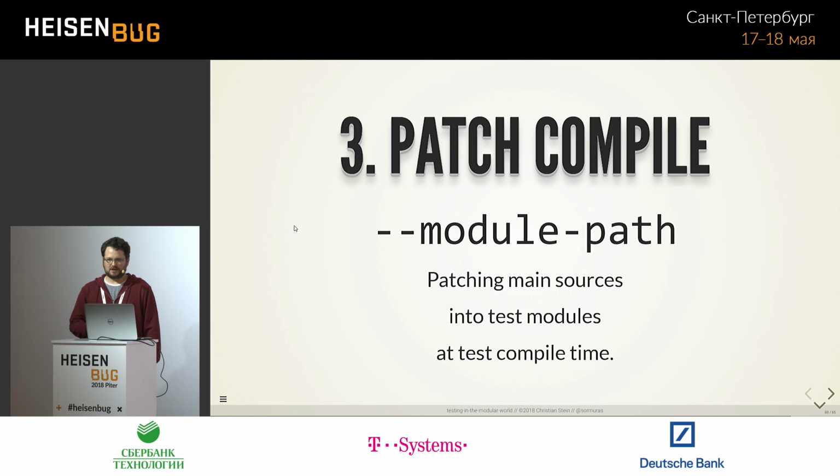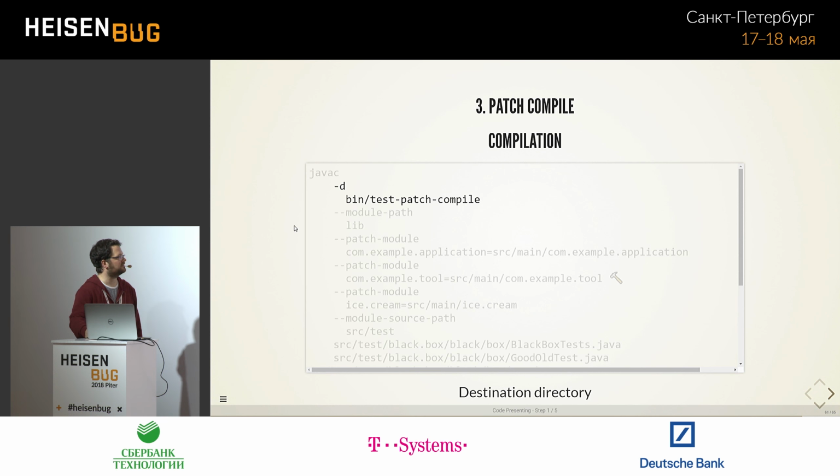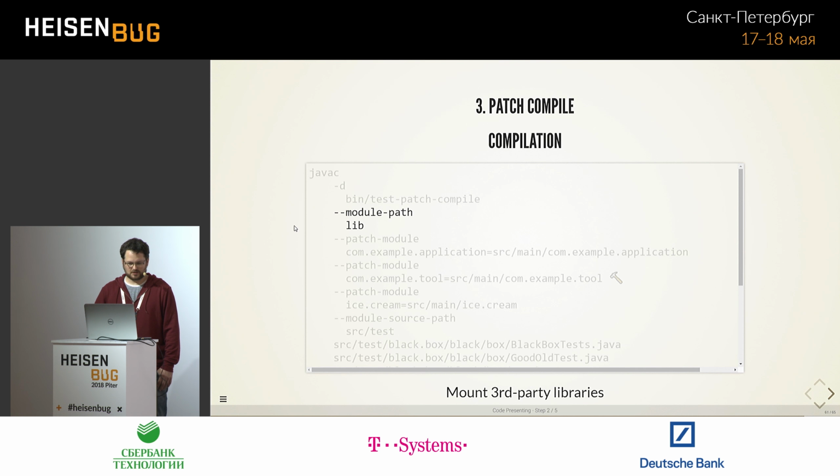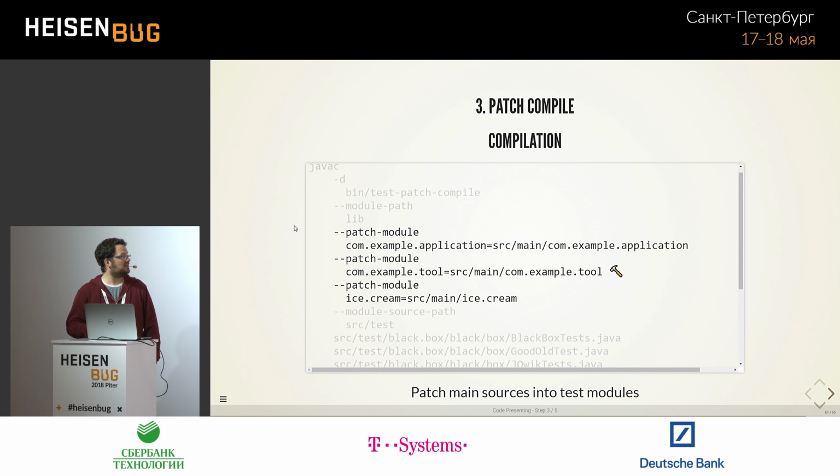We stay on the module path as close as possible to the real world, but let's patch the main sources into the test modules at test compile time. So when we compile tests, we just need our external libraries on the module path. We need to patch now the main sources when we compile the example application test module.